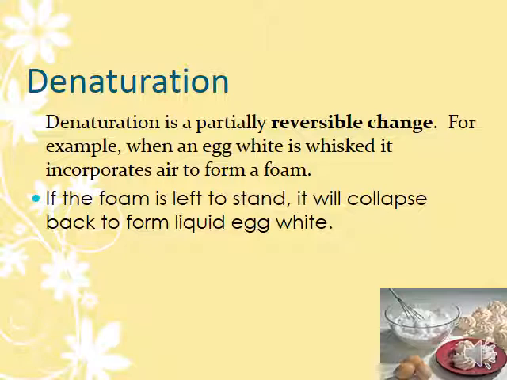Now denaturation can become partially reversible, for example, when it undergoes mechanical action. This figure shows when an egg is whipped or whisked, it will form foam due to incorporation of air during the whisking. And when you leave it to stand, this foam will collapse back into liquid. So that is an example of partially reversible. Partially reversible means from foam it becomes liquid again.